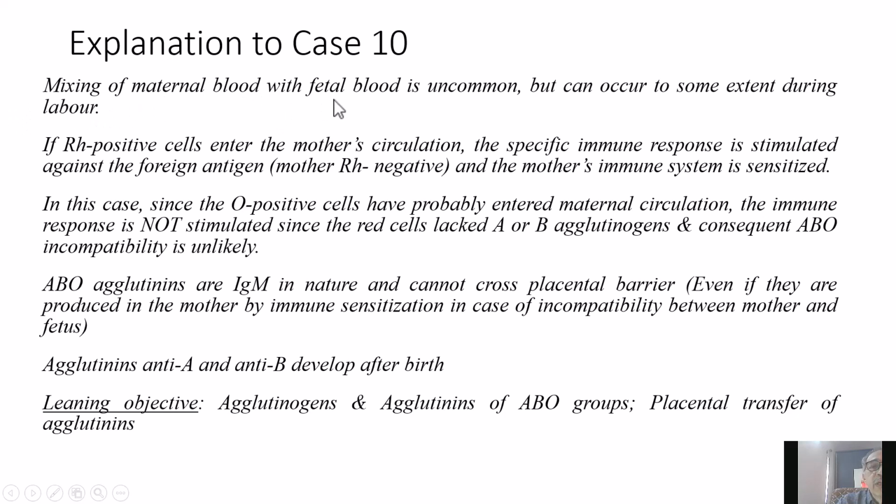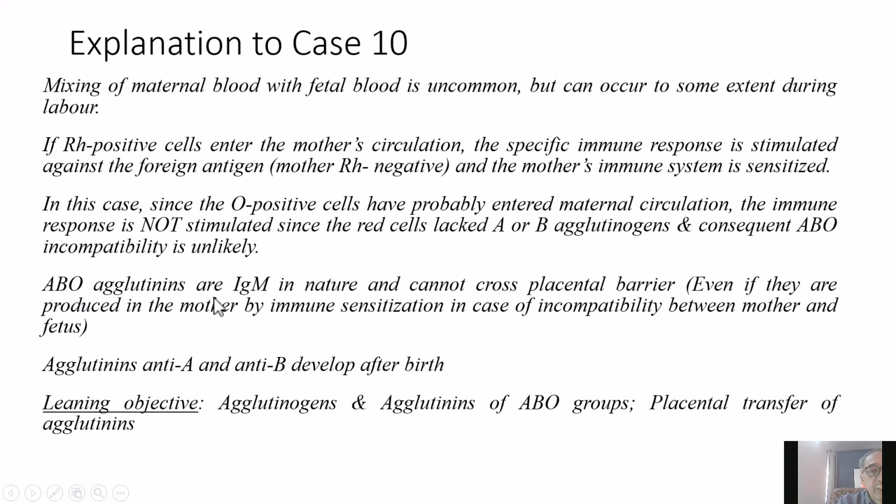Explanation: mixing of maternal blood with fetal blood is uncommon but can occur to some extent during labor. That's the cause of Rh incompatibility. If Rh positive cells enter the mother's circulation, a specific immune response is stimulated against the foreign antigen. The mother is sensitized. This is a different story. Here it's not that. In this case, O positive cells have probably entered the maternal circulation. An immune response is not triggered at all since the red cells lack A or B agglutinogens, and consequent ABO incompatibility is unlikely.